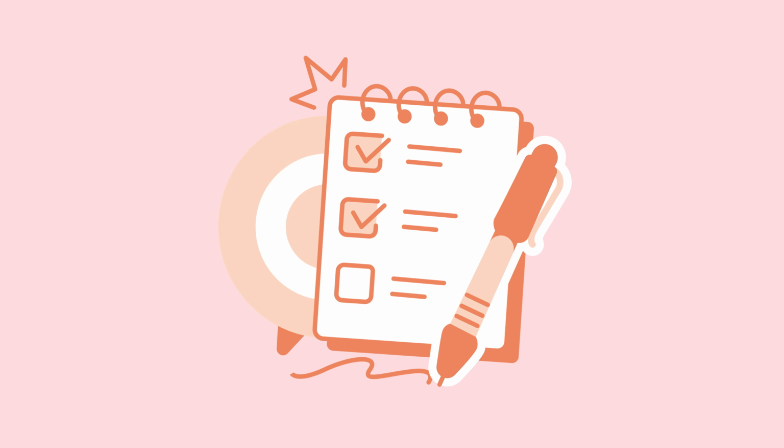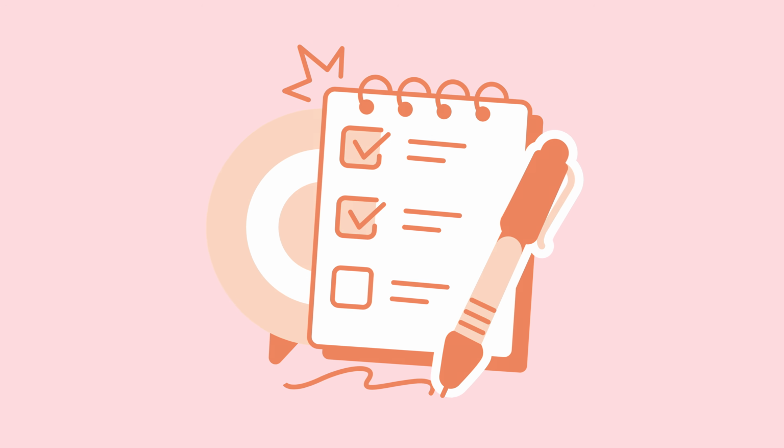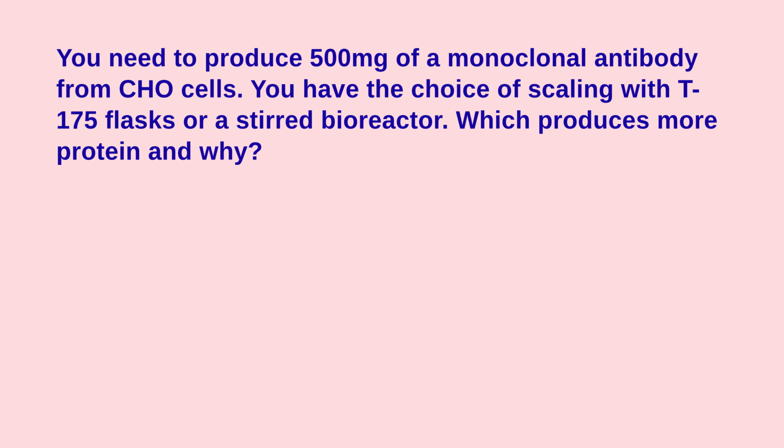Now it's time for another core concepts check. Here's your question. You need to produce 500 milligrams of a monoclonal antibody from CHO cells. You can either scale up using multiple T175 flasks or a stirred bioreactor. Which option produces more protein, and why?